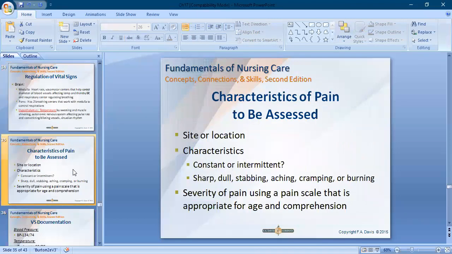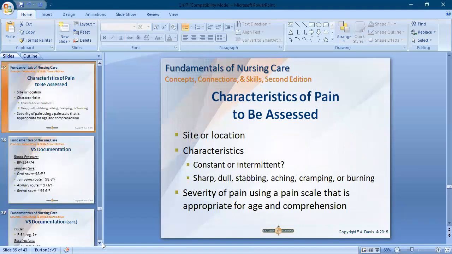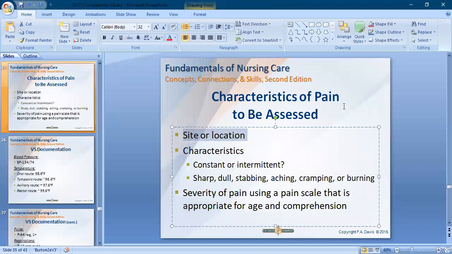This one, the characteristics of pain to be assessed. So when we go to assess pain, we have to check some characteristics of pain. One is where is the pain, right? When a patient comes to you and says, I have a pain, you tell them, can you locate the pain with one finger? So they can locate it here. Is it epigastric? Is it the left side of the chest? Is it the shoulder? So the site of the pain is very important.